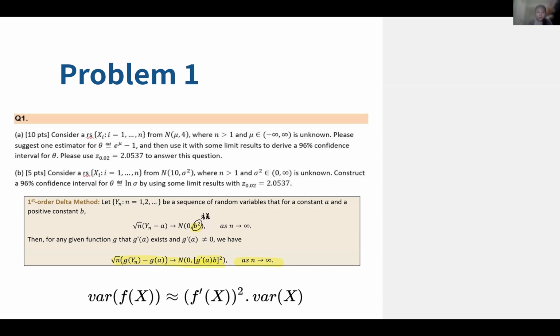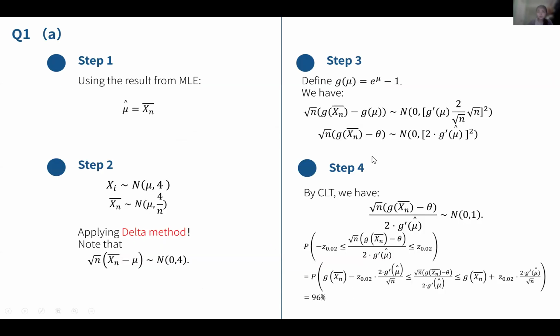In problem B, we also need to find the estimator of theta, which is defined by a nonlinear equation of sigma. In this problem, sigma is unknown. So we also need to think of using the delta method, and maybe it has some differences from problem A. We can see the bottom equation here.